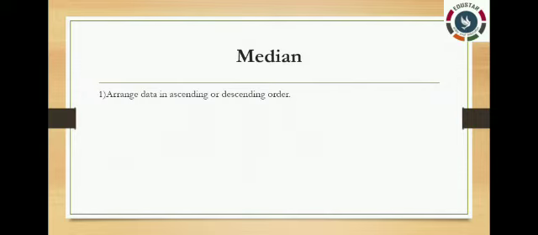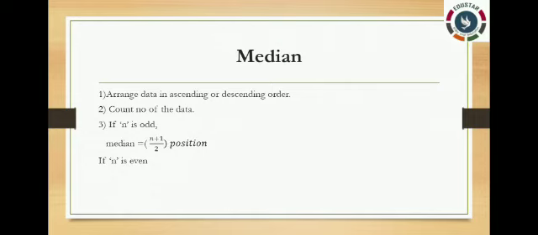Step 1. Arrange the data in ascending or descending order. Step 2. Count the number of the data. Step 3. If n is odd, the formula of median is (n plus 1) divided by 2 th position. If n is even, the formula of median equals (n by 2)th position plus (n by 2 plus 1)th position, divided by 2.